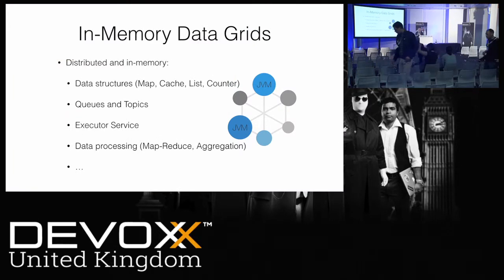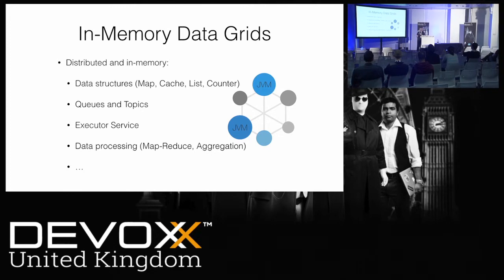So what are in-memory data grids? It's kind of a broad question, but in general, for the purpose of this talk, they are distributed in-memory data structures like maps, caches, lists, counters, and others. They also have queues and topics, a distributed executor service, so you can run your tasks on a large number of machines or near your data, up to you. And also in-memory data processing like MapReduce and aggregation. So that's a really great set of tools.